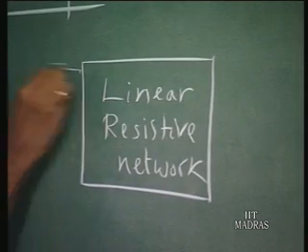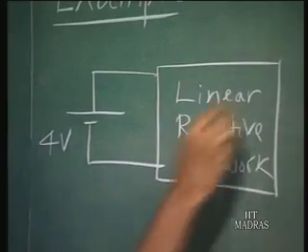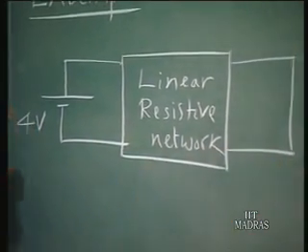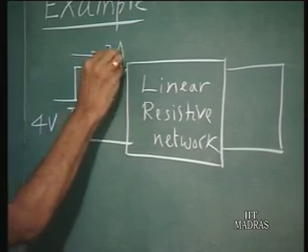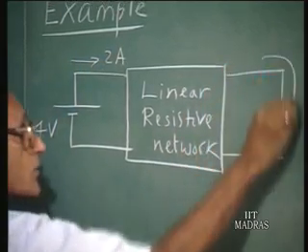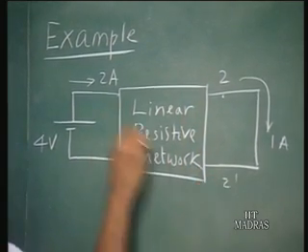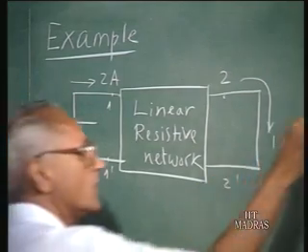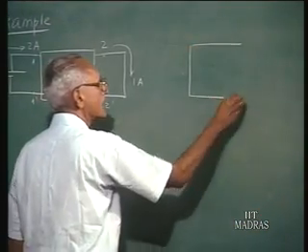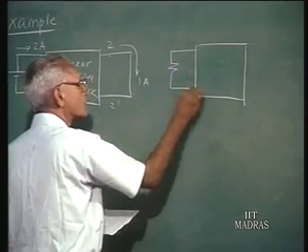Suppose we have a 4 volts DC source here, and the second port is short circuited. Then it is given the current here is 2 amperes and the current here is 1 ampere. This is 2 prime, this is 1 prime. This is the first port.